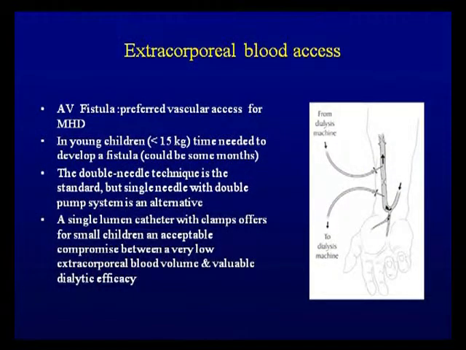So the AV fistula is the preferred vascular access for children. In young children, less than 15 kgs, you need to keep in mind that some months would be there before the fistula matures. The same rule of about 6 weeks or 2 months does not hold true, so you have to be patient. The double needle technique is the standard, but occasionally in infants we have used single needle with double pump as an alternative. There is just not enough space in a neonate for putting in a double lumen catheter, so even a single lumen catheter with clamps for small children is an acceptable compromise between a very low extracorporeal blood volume and valuable dialysis.